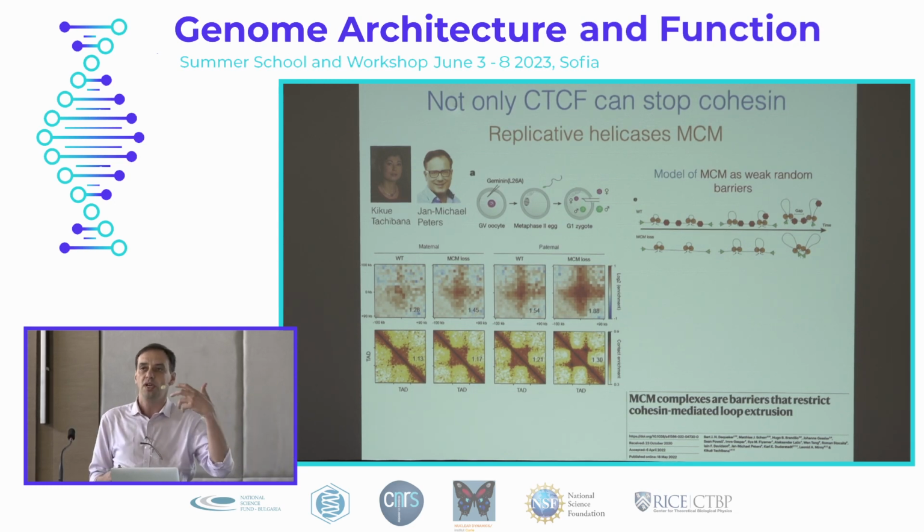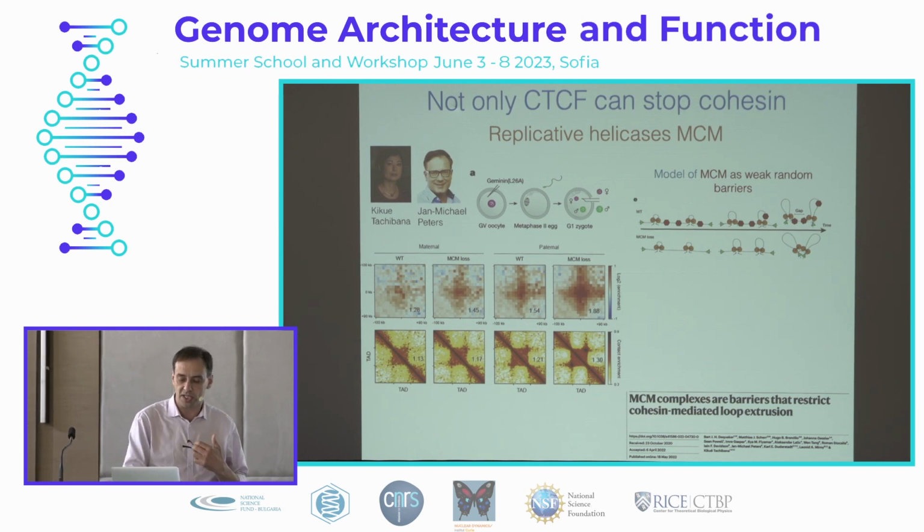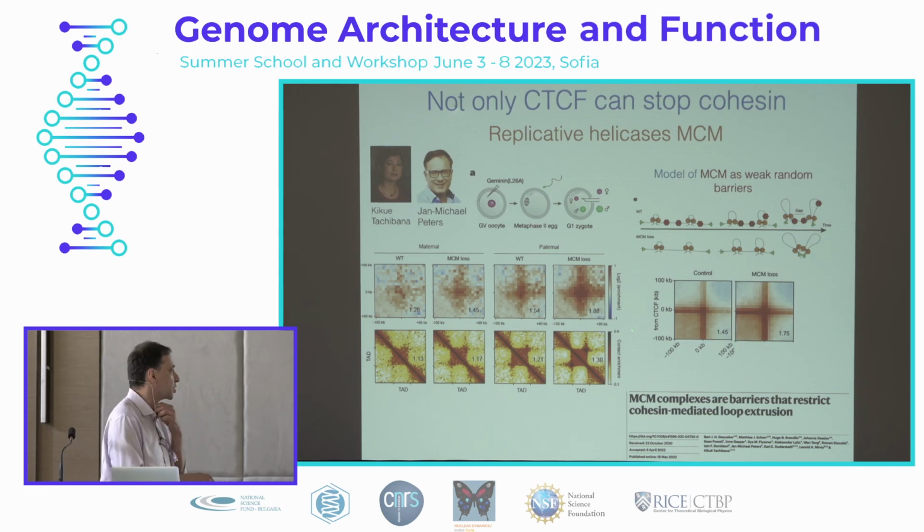So they leave no obvious footprint on Hi-C maps. Nevertheless, they slow propagation of cohesin. And when they're removed, cohesin can get to CTCFs earlier and get stronger features. And that's what we've seen also in our simulations, that removal of random barriers strengthens these features.